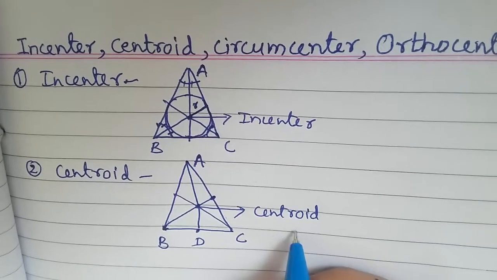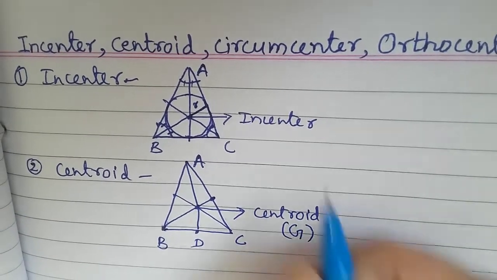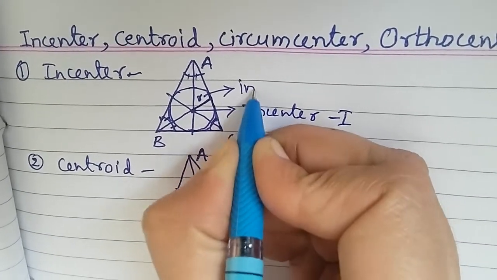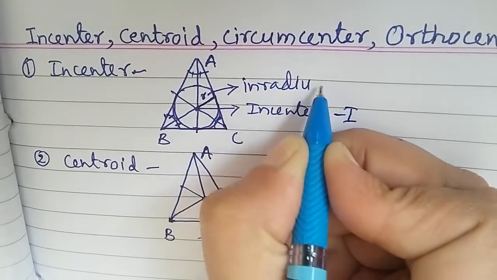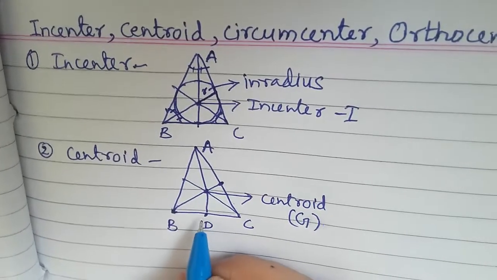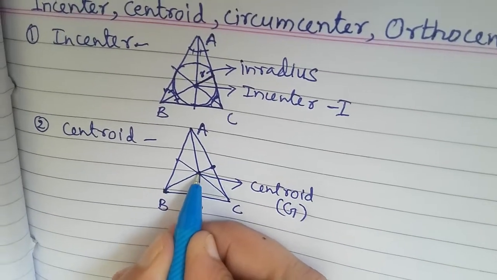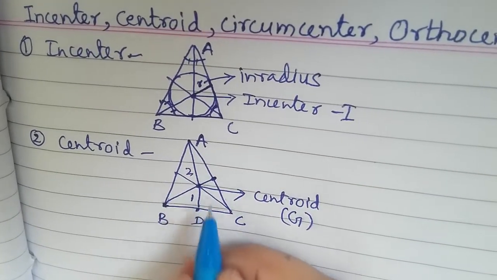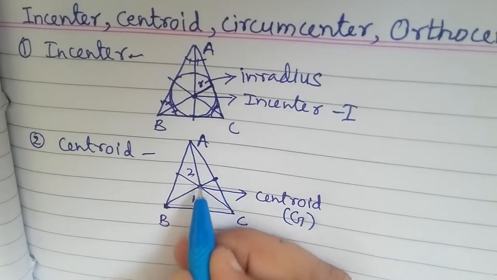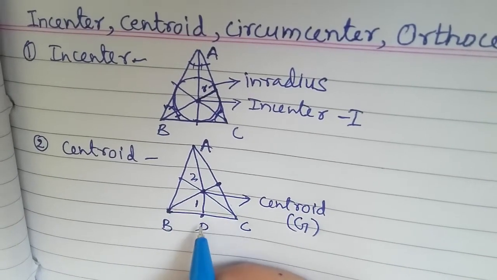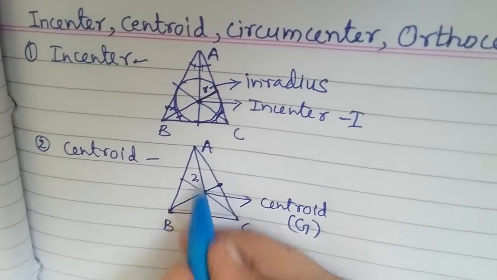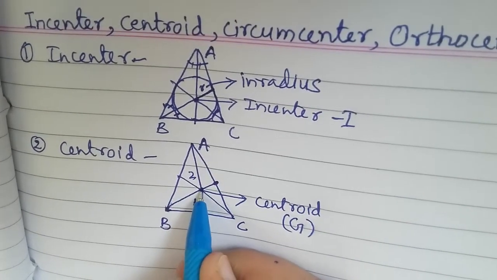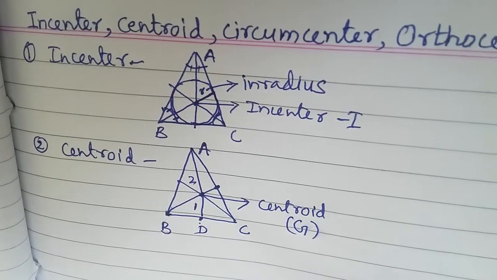Centroid of the triangle is generally denoted by G. Incenter is denoted by I and this is called the inradius. Another important property of the centroid is that the centroid divides the median in the ratio 2:1. That means if this point is G, then AG is 2 times GD. Or we can say that if the median AD is 6 centimeters, then AG will be 4 centimeters and GD will be 2 centimeters.